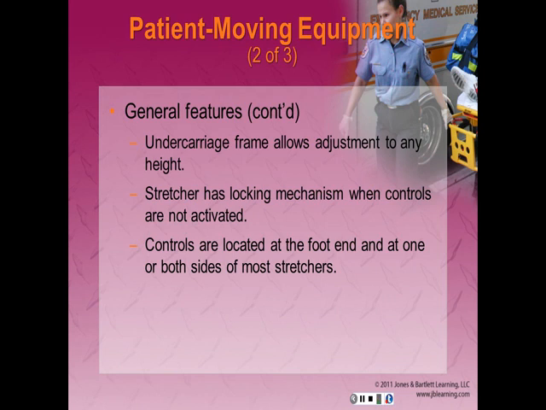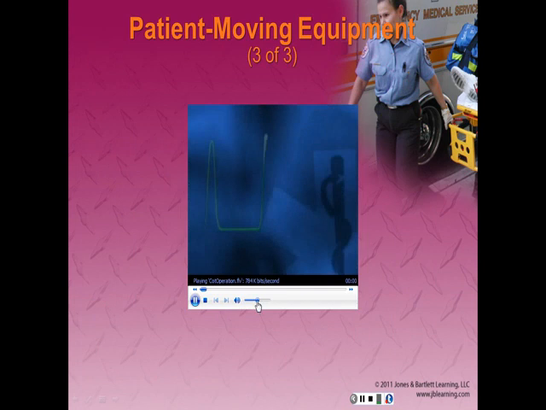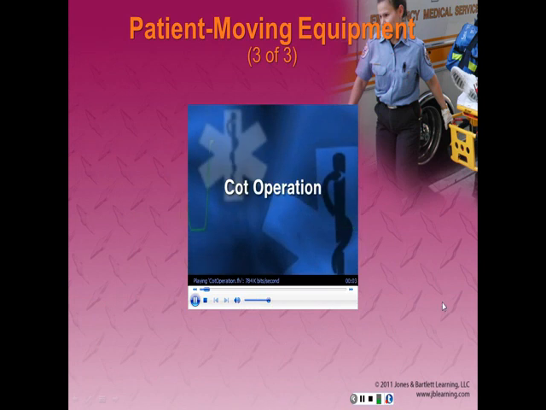The undercarriage frame allows the litter to be adjusted to any height and locked into place. It can go from 12 inches above the ground for when the stretcher is secured within the ambulance to 32 to 36 inches above the ground when the stretcher is being rolled. The stretcher remains locked at its present height when the controls are not being activated, and the controls are located at the foot end and at one or both sides of most stretchers. The thing to remember is it is important for you to be familiar with all the features of the stretcher you're using before you go on a call.